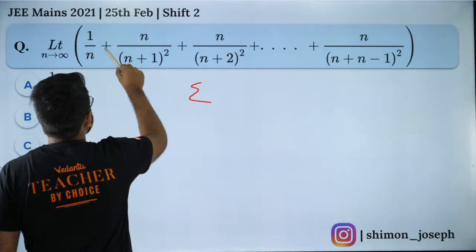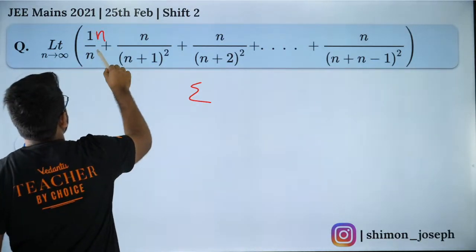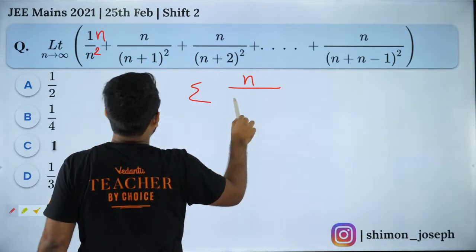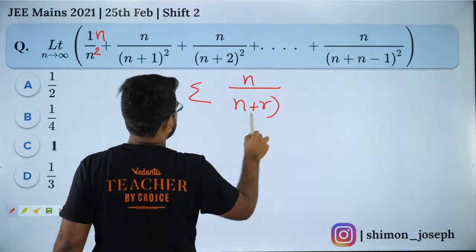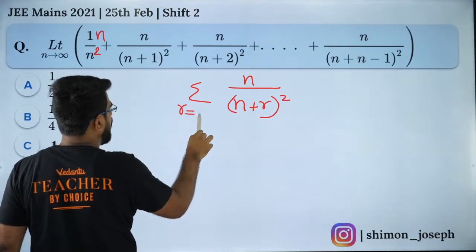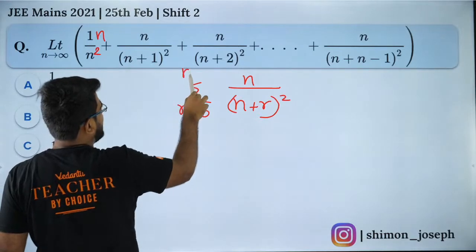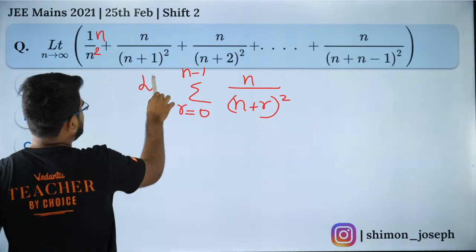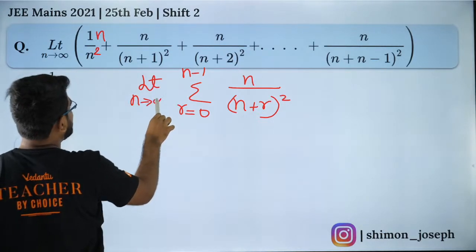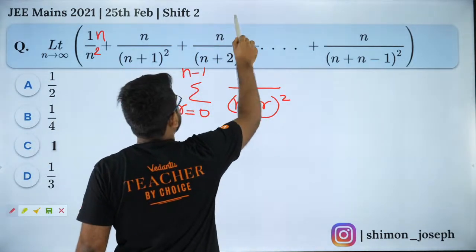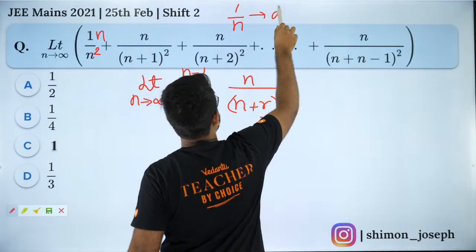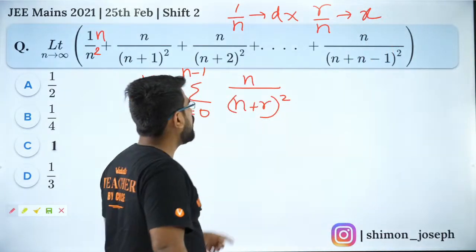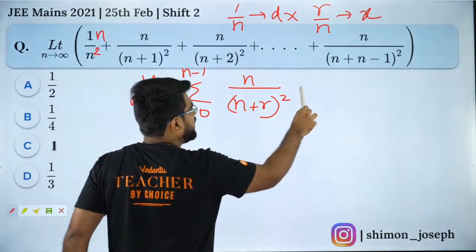So guys, this first term can be written as n by n square. So I can write it as sigma n by (n plus r) the whole square, where r starts from 0 and goes all the way up to n minus 1. Is that clear? So that is my summation and I have limit n tending to infinity. And I told you guys how to do it. Whenever you have limit of a sum, 1 by n will become dx and r by n will become x. I told you this. So what I'll do is, I will take n square from the denominator.